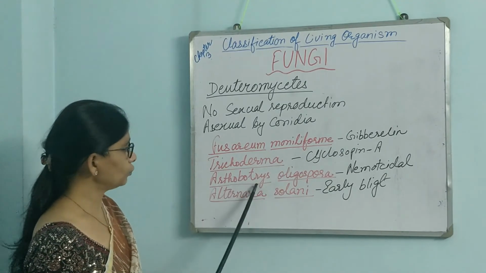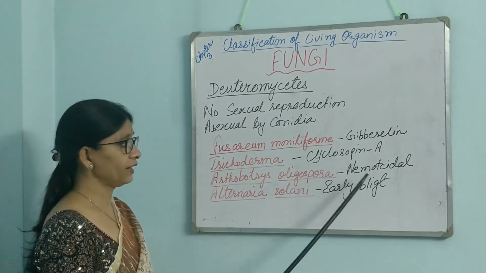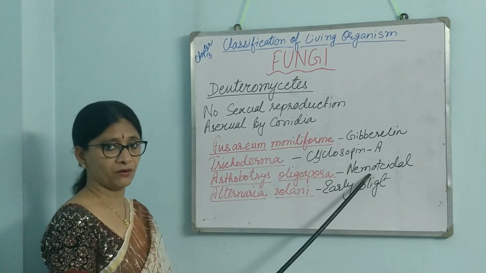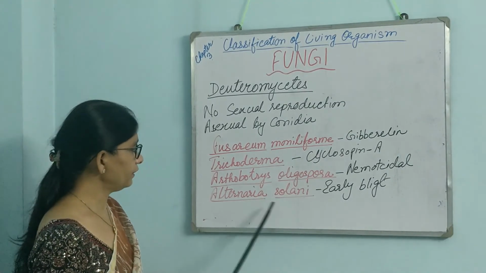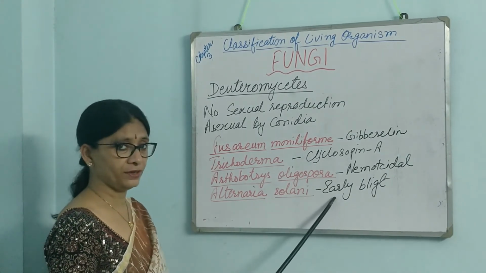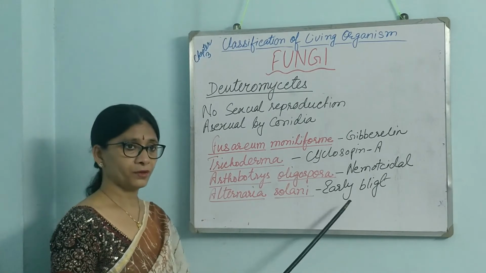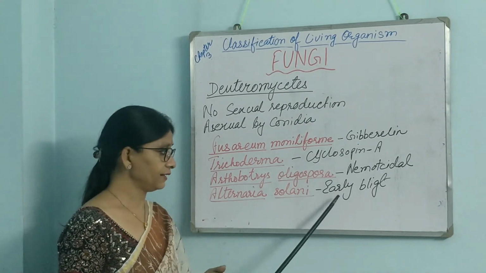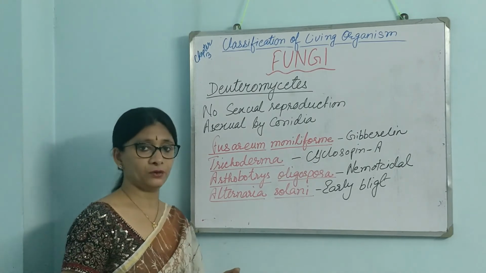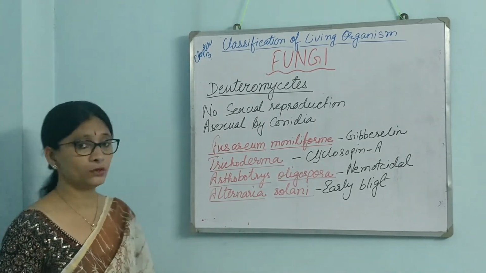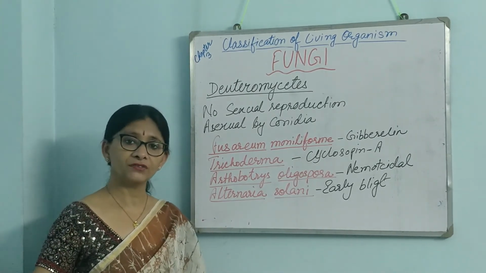Then we have Arthrobotrys oligospora. It's a kind of nematocidal fungus. It kills nematodes. Then Alternaria solani. Many of the species here are also parasites on plants, like this one. This causes early blight of potato. So this was about Deuteromycetes. Let us move on to the next group.